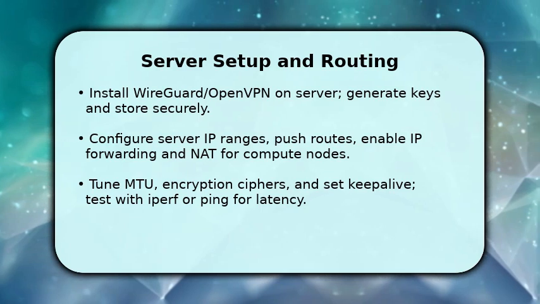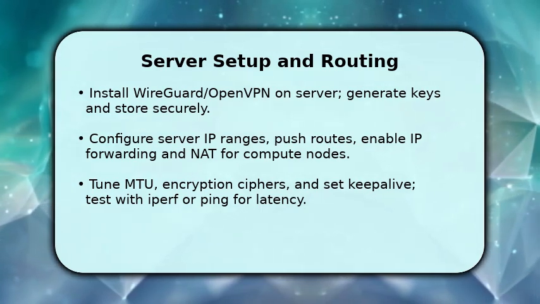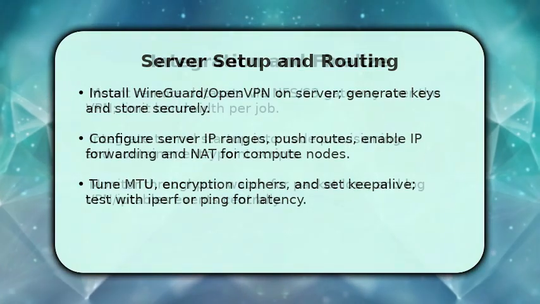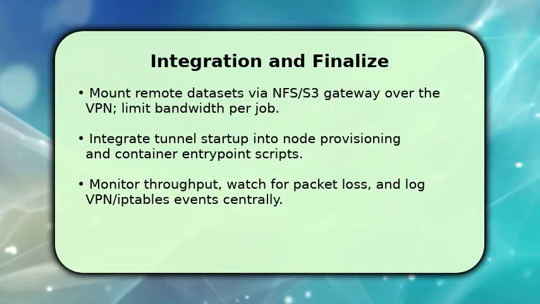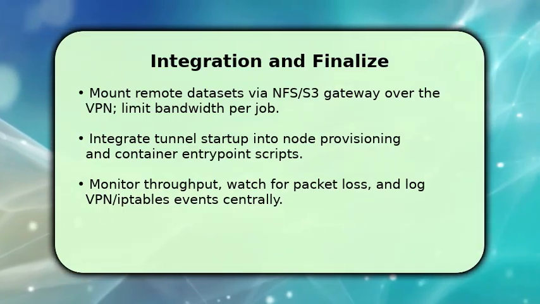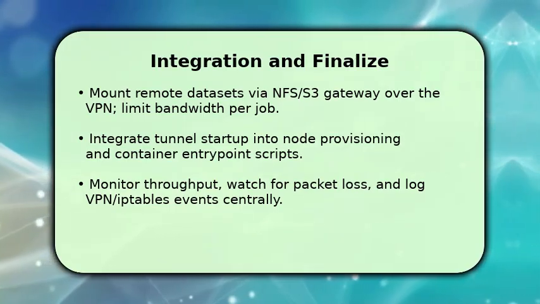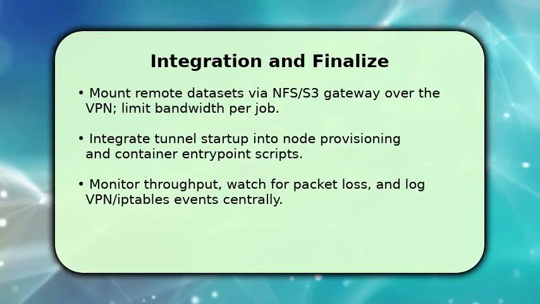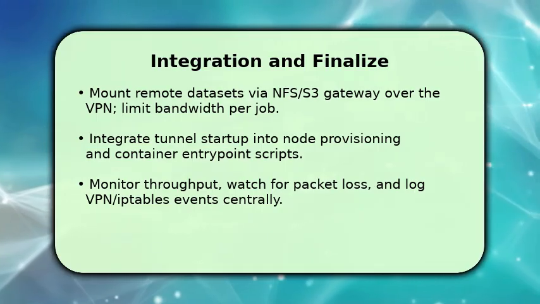Finally, test throughput and latency using iperf and ping so you can iterate on MTU and routing before moving to orchestration. Finish by integrating the VPN into your ML pipeline. Mount datasets over the tunnel using an NFS or S3 gateway, and limit per job bandwidth to avoid saturating links. Make sure VPN client startup is baked into node provisioning or container entry points so workers join automatically.